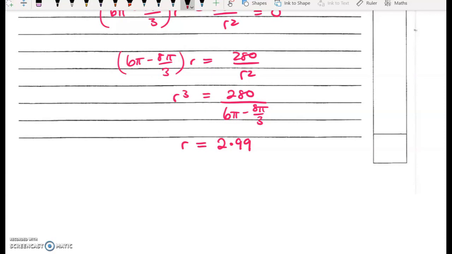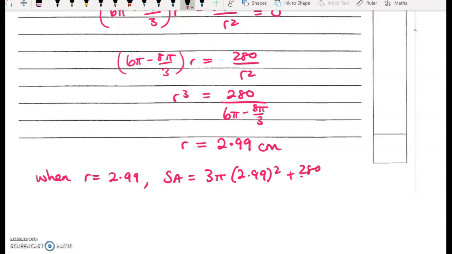Now we're doing this for surface area, so we've got the radius is 2.99 centimeters. So when r is 2.99, the surface area is equal to 3 pi times 2.99 squared plus 280 over 2.99. This is the formula that we came up with way up at the beginning, just putting the radius into that formula. And that gives us an answer of 140.46 centimeters squared.